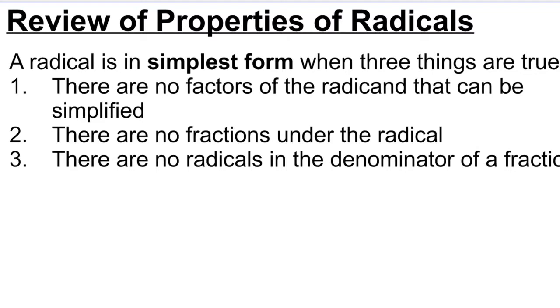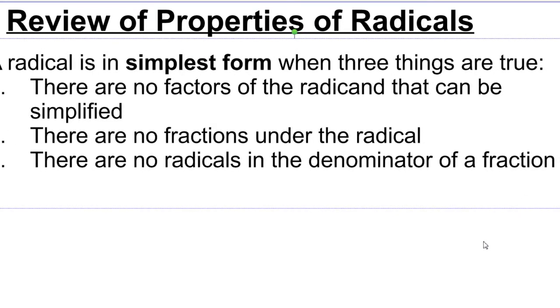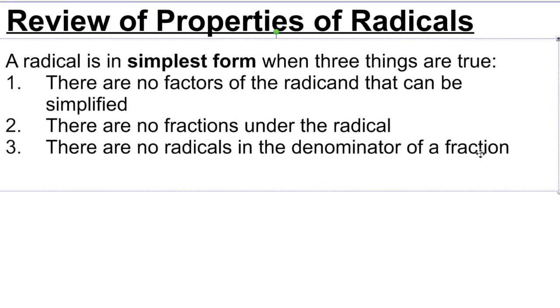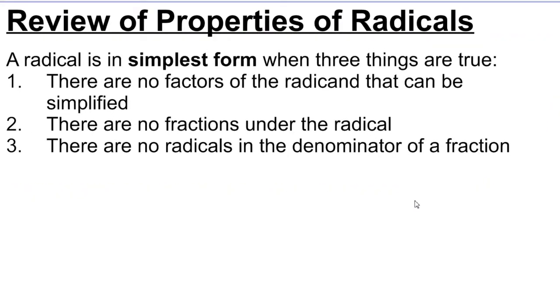And then in the second video, in the next video, we're going to take a look at some of the other properties and operations that happen. Okay, so here are the properties of radicals. Here's what's true for a radical to be simplified, and we're going to use properties to fix that. So if a radical is in simplest form, 3 things have to be true.